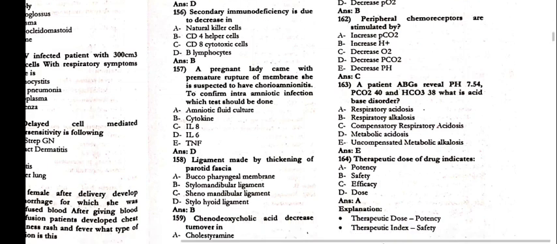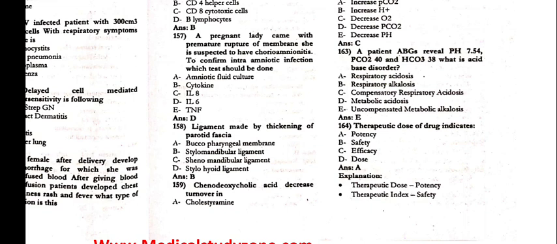163, the ABGs reveal the pH of 7.54, partial pressure of carbon dioxide 40 and the bicarbonate 38. What is the acid base disorder? It is uncompensated metabolic alkalosis. Next, last one here, the therapeutic dose of the drug indicates alpha, which is potency.